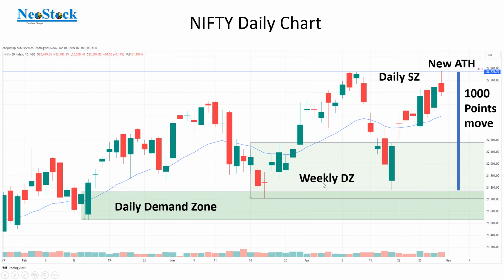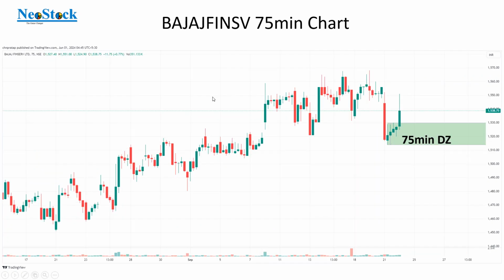Now let us look into the next example. In the next example, I will take 75 minutes as the lower time frame and daily as the higher time frame. The next chart is about Bajaj Financial Services, Bajaj FinServ. It is a 75 minutes chart.